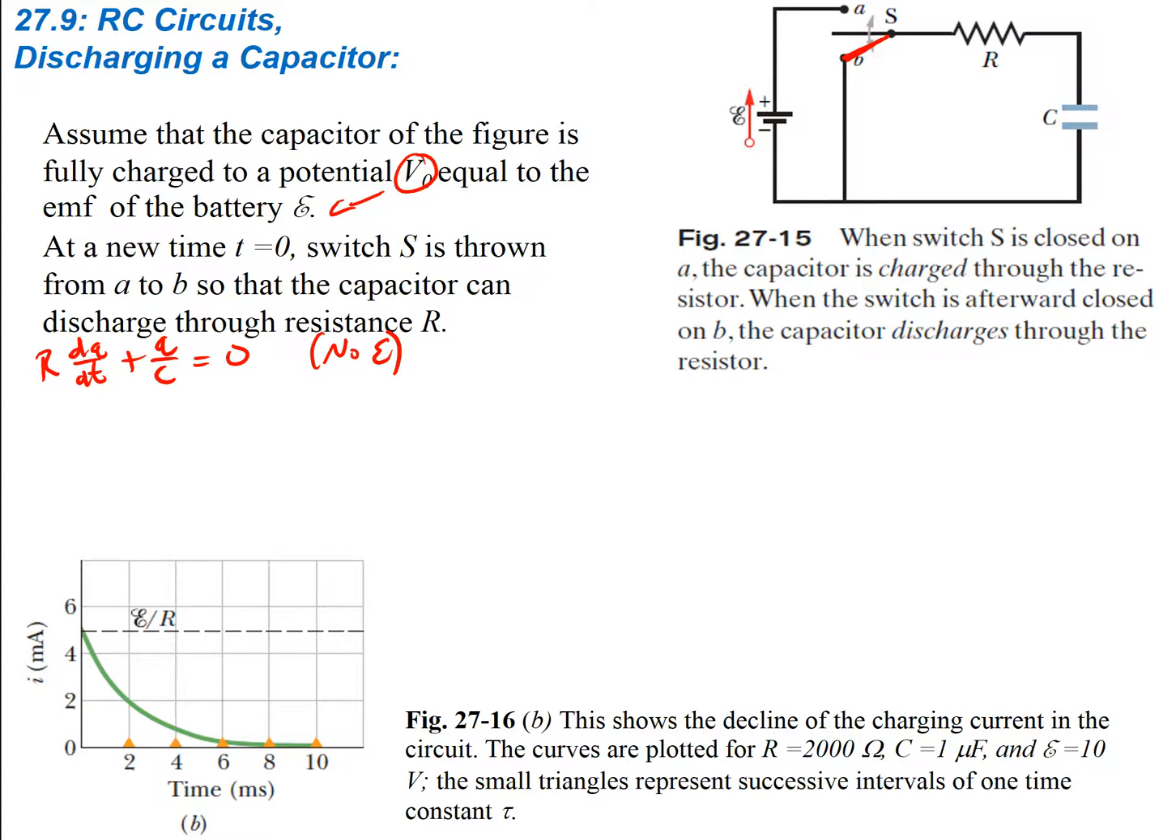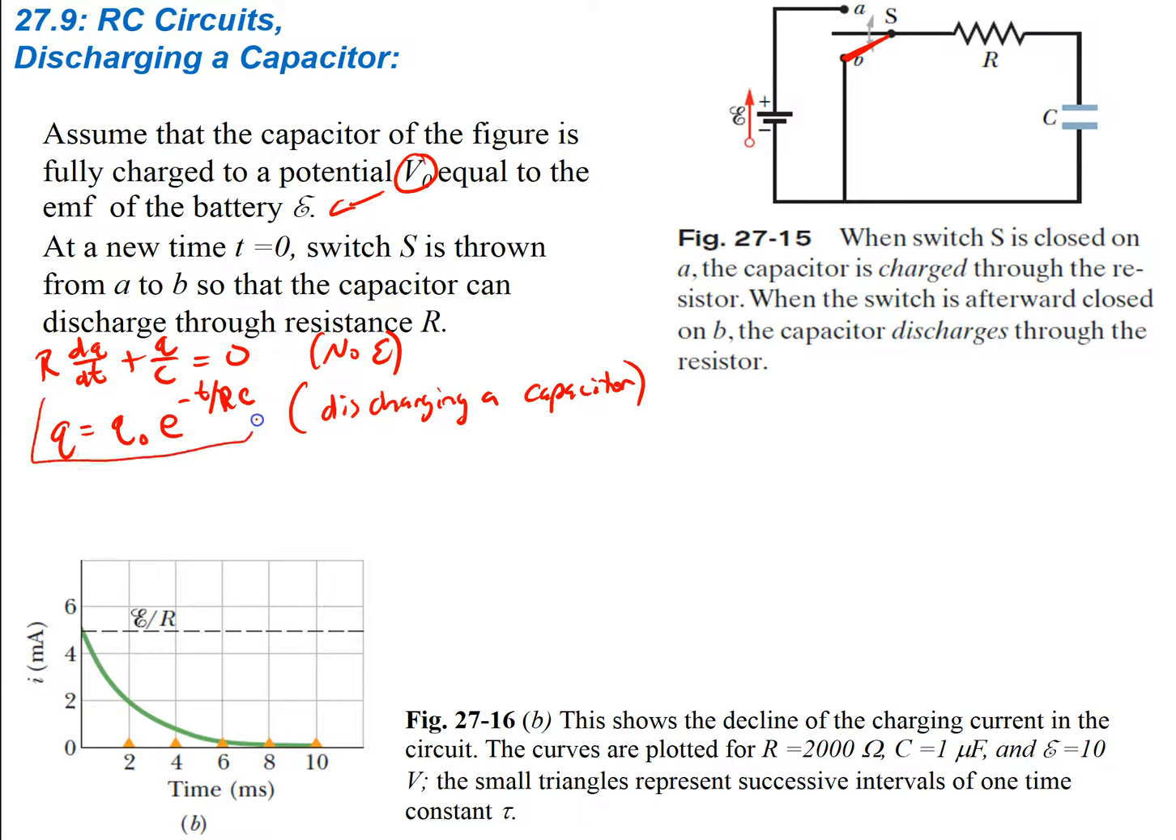And again, without getting into all the details, the solution is going to look something like this. So our charge is equal to some initial charge, Q0, times e to the negative t over RC. Right, similar. So this is going to be for discharging a capacitor.